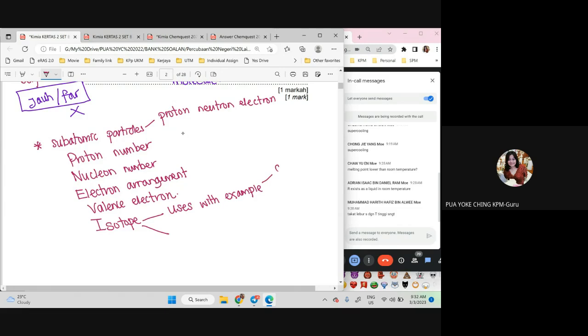The normal one, the C13, the iodine 131, your cobalt 60, your Na24. Ini yang biasa keluar. And the next one is yang tak keluar tahun lepas ialah your relative atomic mass, BM: jisim atom relatif, with percentage of abundance.